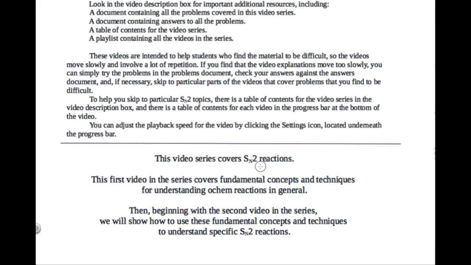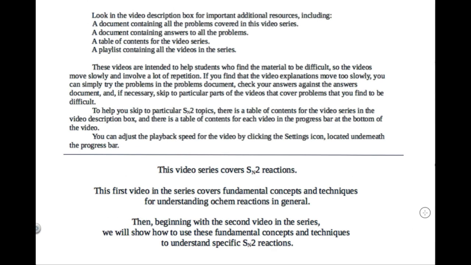Now, SN2 reactions are often one of the first reactions that students study in their Ochem class, and therefore, in this first video in the series, we will cover fundamental concepts and techniques for understanding Ochem reactions in general. Then, starting with the second video, the next video in this series, we will begin showing how to use those fundamental concepts and techniques to understand the specifics for SN2 reactions. Let's begin working on those Ochem fundamentals.